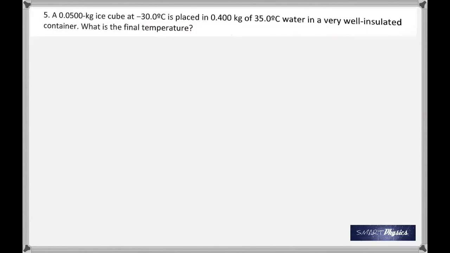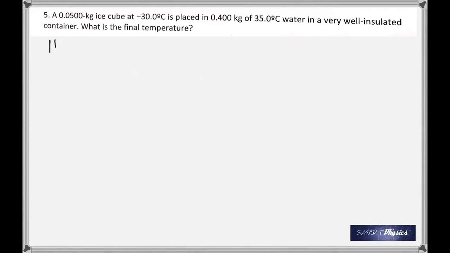That brings us to number 5. Here you have a 0.05 kilogram ice cube at negative 30 degrees Celsius placed in 0.4 kilogram of 35 degrees Celsius water in a well-insulated container. So the mass of the container is not given and none of its properties. So we are assuming that the container does not absorb heat.